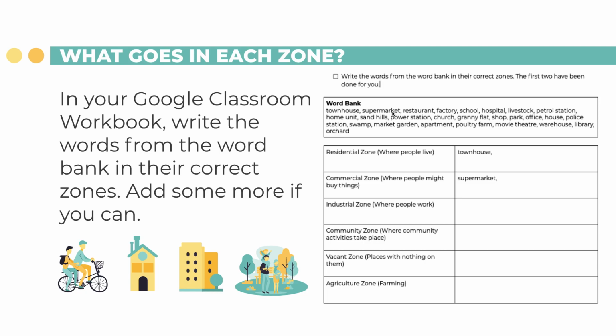Then supermarket. Where does supermarket go? People don't live at a supermarket. People work at a supermarket, so it could go in either, but it's mostly where people buy things. It's not community, it's not vacant, it's not farming, so it goes in commercial. You need to go through each of these examples of infrastructure, many of them, and put them in the correct zone. Okay, so you can do that in your Google Classroom workbook.